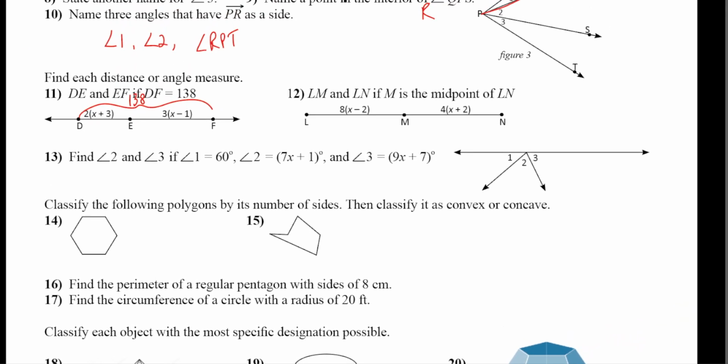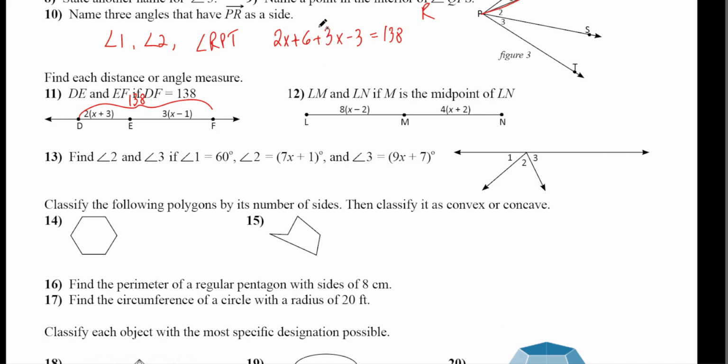This was not meant to do the work on the test paper, so we add those up and we set them equal to 138. Can we do the distributive property in our head? 2x plus 6 plus 3x minus 3. And what do they add up to be? 138. I don't have to do the work, do I? We'll just set it up for you. Do the work, solve for x.